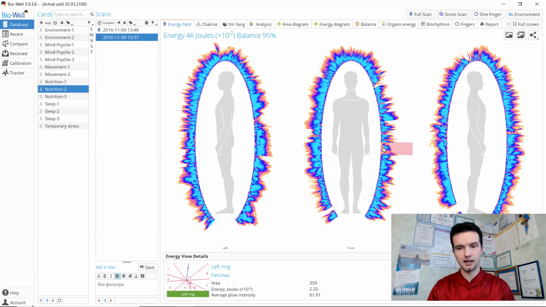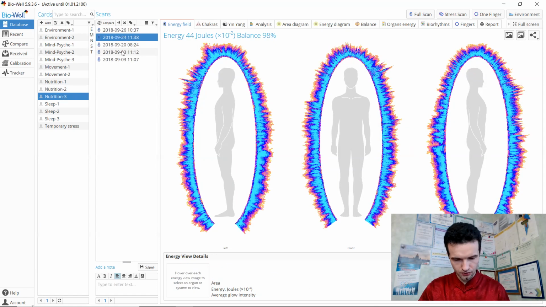But of course, with the help of nutritionists, it will be much easier, maybe some homeopathy, and it's up to the person what kind of approach to use in order to solve this. Biowell is helping us to define which sphere to concentrate on.